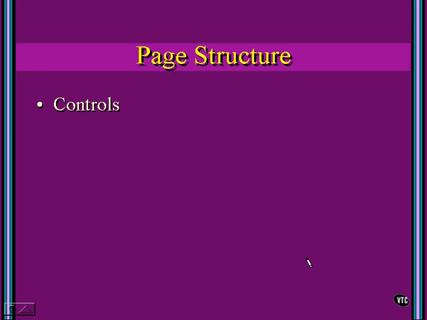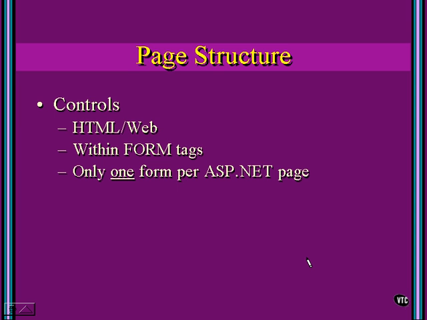Now, the next thing we'll need to put on our page in the structure is the controls. And here I'm actually referring to the server controls that come with ASP. These are HTML and web controls. These must be inside form tags, and we'll look at some examples of that in just a few minutes. We can only have one form per ASP.NET page, and again, this is a change from ASP, where in old ASP, standard ASP, I guess you would say, we could have multiple forms. But because of the way these pages are being compiled and executed, we can only have one form on each of our ASP.NET pages. If we try to put 2, we get an error.